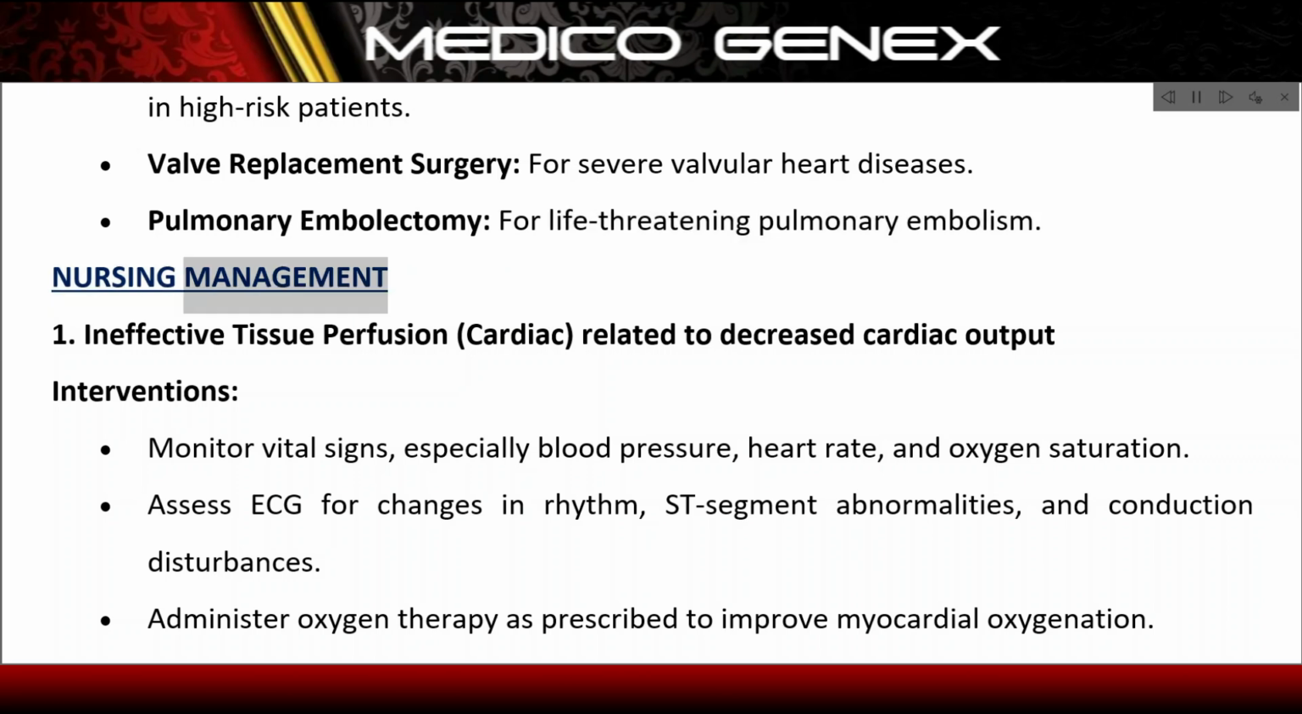Nursing management. 1. Ineffective tissue perfusion, cardiac, related to decreased cardiac output. Interventions. Monitor vital signs, especially blood pressure, heart rate, and oxygen saturation. Assess ECG for changes in rhythm, ST segment abnormalities, and conduction disturbances. Administer oxygen therapy as prescribed to improve myocardial oxygenation.